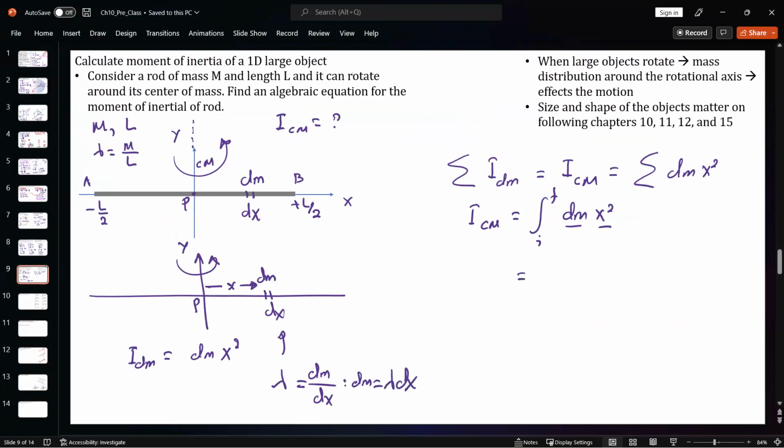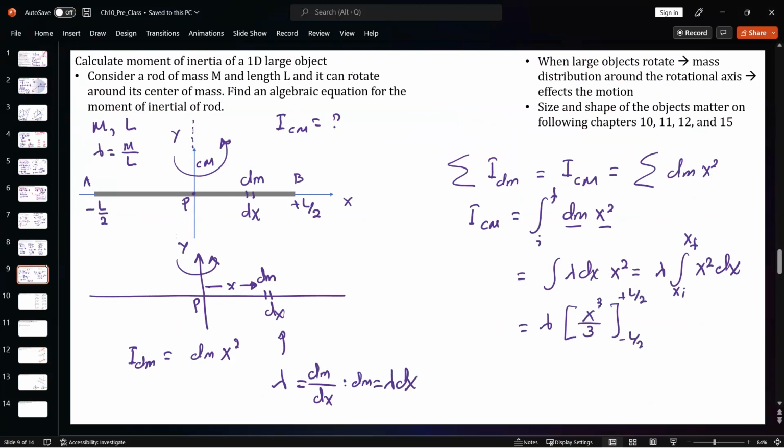Now I can rearrange this formula. The integral of dm x squared is lambda dx x squared. Lambda is a constant, you can take it out. This is going to be x squared times dx. This goes from x initial to x final. Now it is a single variable integral. I can just apply the power rule and then figure out the answer that we're looking for. Lambda remaining constant, then I'm going to end up with x cubed over 3, and the limits go from negative L by 2 to positive L by 2.